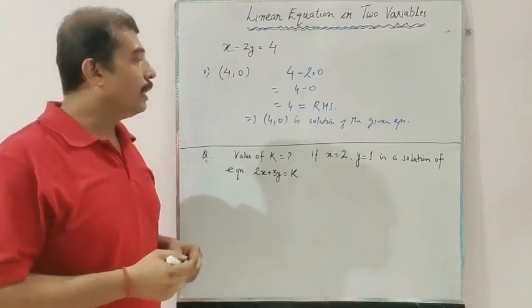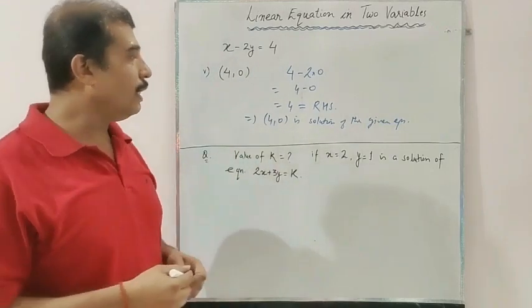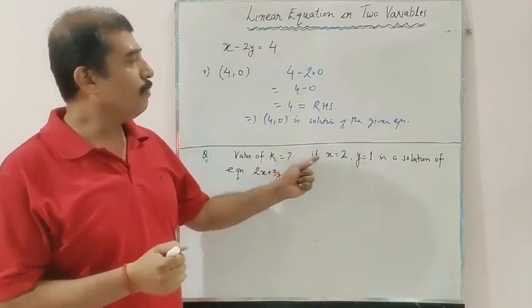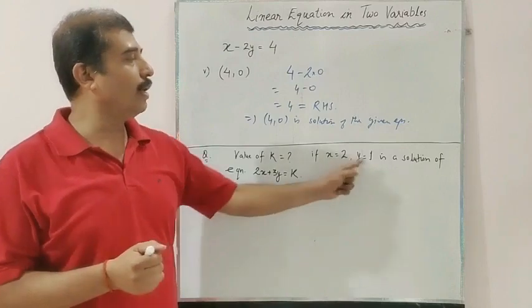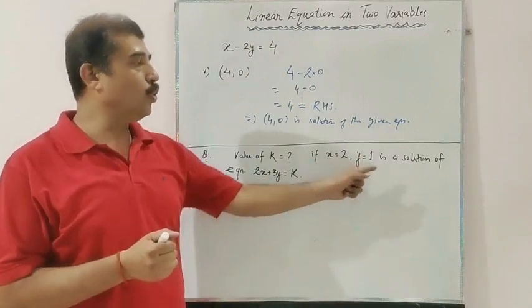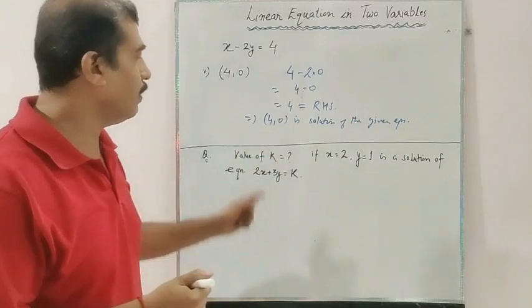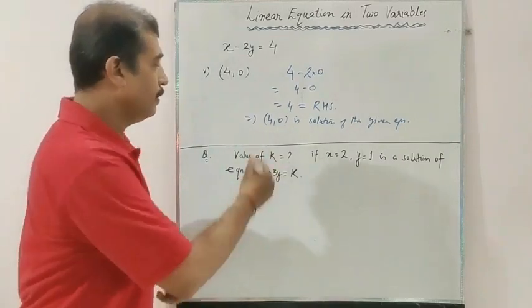Now another question that I take is, we have to find out the value of k. If the value of x is 2 and the value of y is 1, meaning (2, 1) is the solution of the given equation 2x plus 3y is equal to k, we will be finding out the value of k.